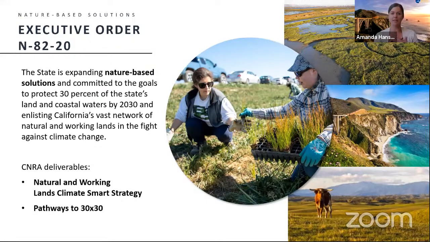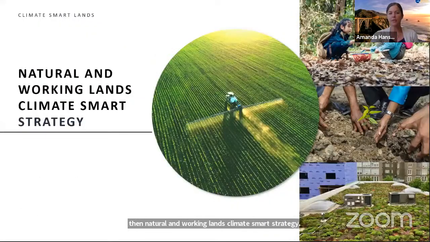The Resources Agency, in partnership with other agencies across the state, is developing two strategies to inform these efforts: Pathways to 30 by 30 and the Natural and Working Lands Climate Smart Strategy. Natural and working lands is the term California uses to describe the nature-based solutions sector to address climate change. And our lands offer significant opportunity to meet California's climate change goals, both achieving carbon neutrality and building climate resilience. They are not fully utilized in our state's climate agenda, and the Natural and Working Lands Climate Smart Strategy is intended to close this gap.